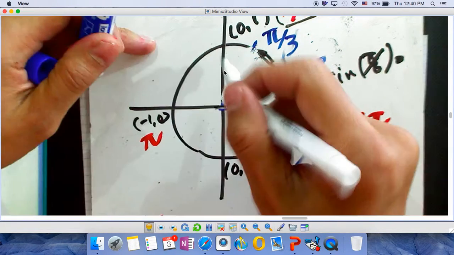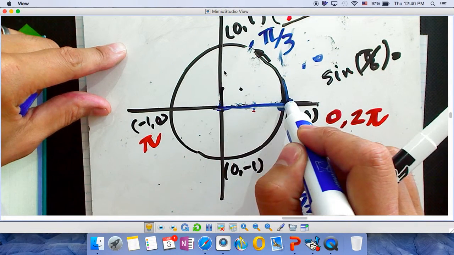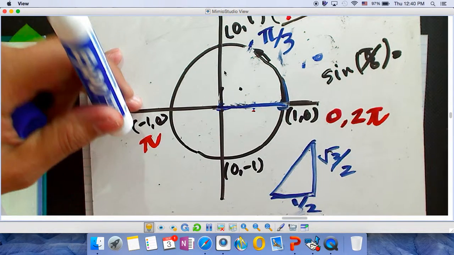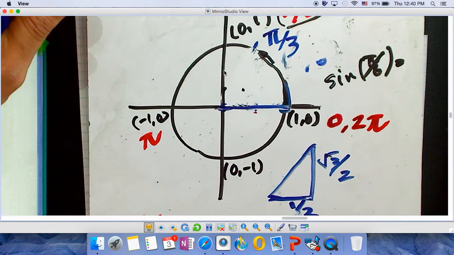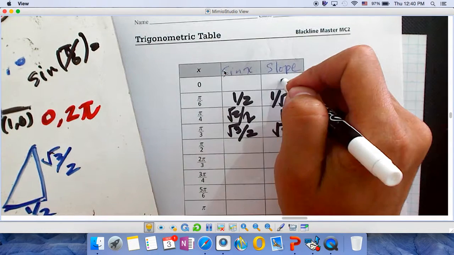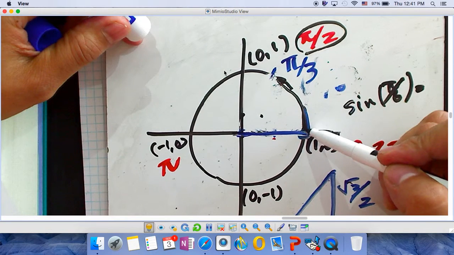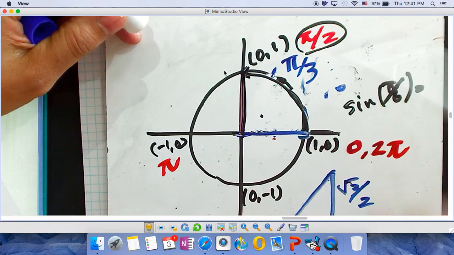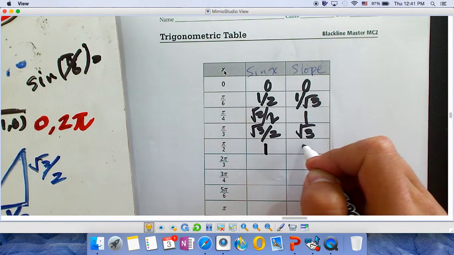When you travel 0 distance, then the rise is 0, but the run is 1. So rise is 0, and run is 1. So 0 over 1 is 0. So the slope is 0, and the sine of x is 0. How about pi over 2, which is 90 degrees? If you travel there, what's the run? It's 0. Rise is 1, and the run is 0. So it's 1 over 0, so it's undefined. Sine is 1, slope is undefined.